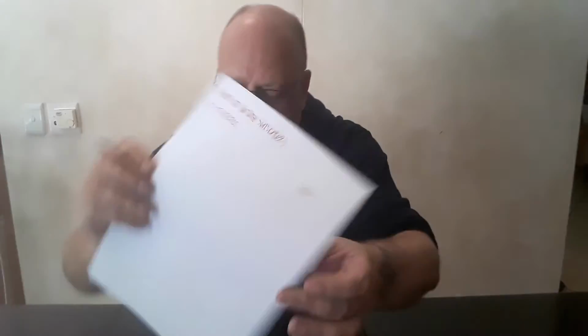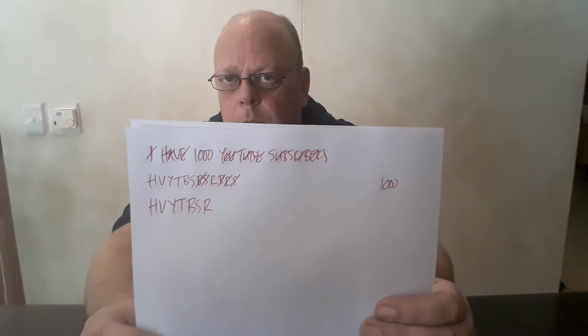Alright. Then what you do is you take out repeating letters. So that would be my B, my S, my B, my R, and my S. And then you write it again. H, B, Y, T, B, S, R. And you're left with those letters. Okay?